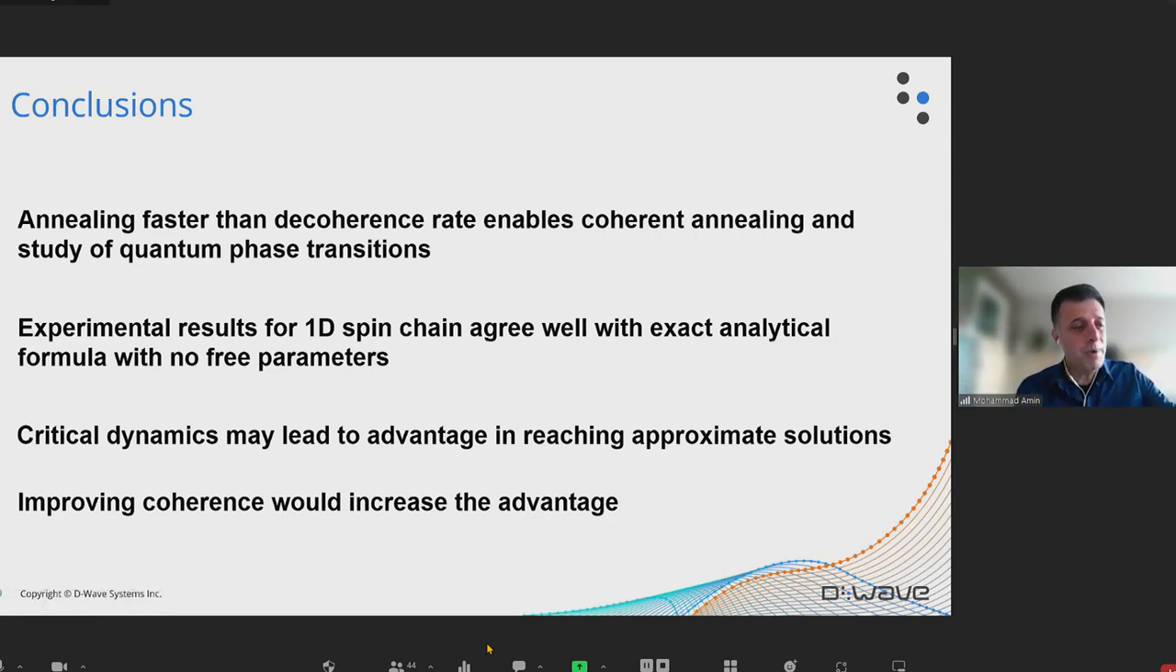I hope I convinced you that we can do annealing faster than the coherence time. And with that, we can do coherent annealing and study quantum phase transitions. I showed experimental results for the 1D chain, which agree very well with exact analytical solutions with no free parameters. And I had a high level argument that critical phenomena may tell you that there should be a quantum advantage in reducing residual energy. I'm emphasizing this is really reduction of residual energy. It's not reaching the exact solution.